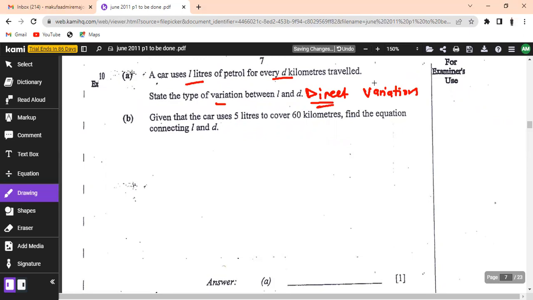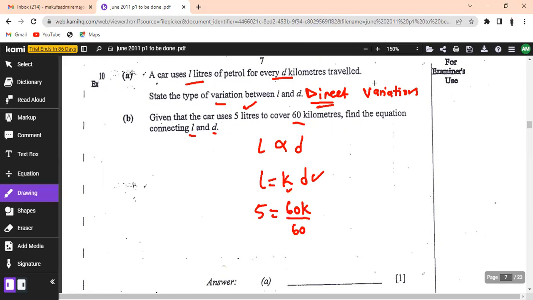Given that a car uses 5 liters to cover 60 kilometers, find the equation connecting L and D. So we need the equation that's going to connect them. So take note, we are given that L varies with D. That is what it means from our direct variation. L and D are directly proportional to each other. So I can introduce the constant where L is equal to KD. So if L is equal to KD, and I'm given the number of L, which is the liters, it's 5 liters, which is equal to D, which is the distance of 60 kilometers, times K, which is the one that I'm supposed to calculate so that I can have the relationship between these two.